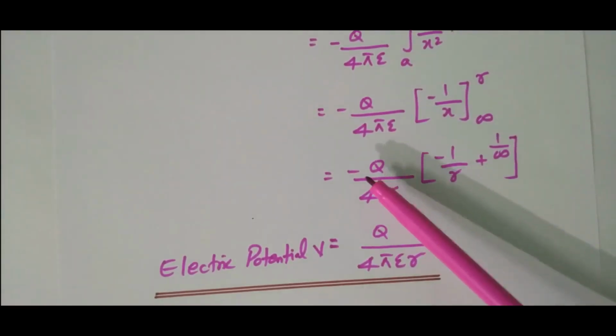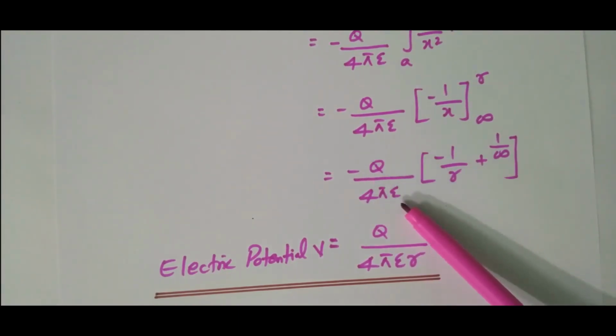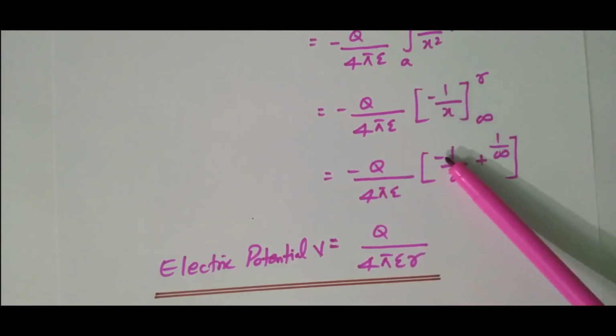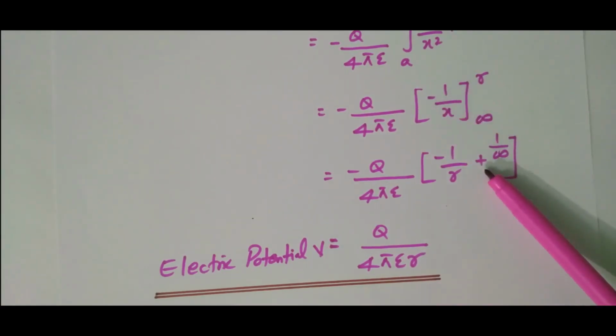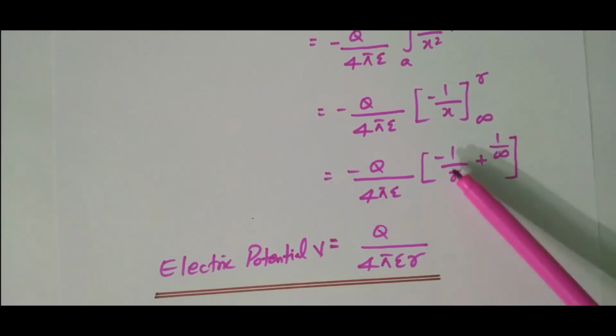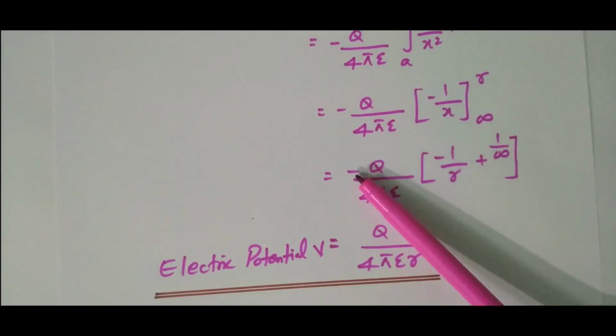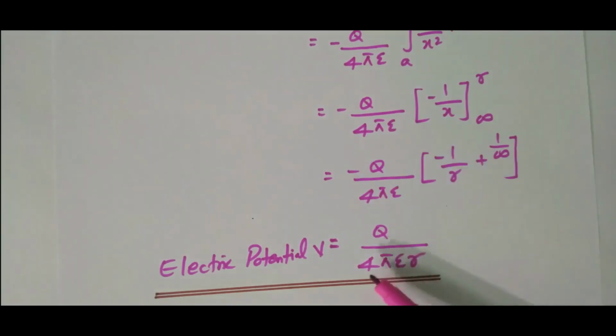Now we'll substitute the limit, minus q divided by 4 pi epsilon, minus 1 by r. In the lower limit, minus 1 by infinity becomes 0. Here one minus is available, so the result is q divided by 4 pi epsilon r. So the general formula for electric potential is q divided by 4 pi epsilon r.